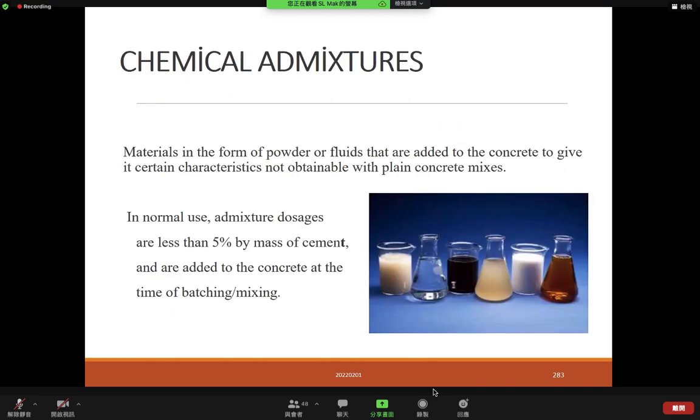And then this one is chemical admixture. Material in the form of a powder or fluid that is added to the concrete to give a certain characteristic not attainable with plain concrete mix. For example, we want to reduce the curing time, it means drying time. Then we will add some admixture into the concrete mixture. In normal use, admixture doses are less than 5% of the mass of cement in the concrete at the time of batching and mixing.